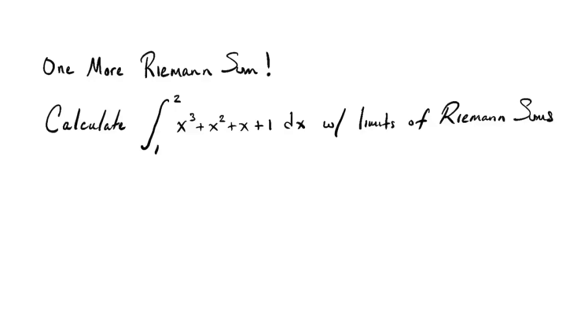Hey there. We're going to do one more example from section 5.3. This one's got a cubic polynomial in it. I want to compute a definite integral with the limit of a Riemann sum. I haven't done one of these videos where we have a cubic term. So we're going to have to cube things, and we're going to have to use that formula for the sum of the first n cubes from Appendix E.